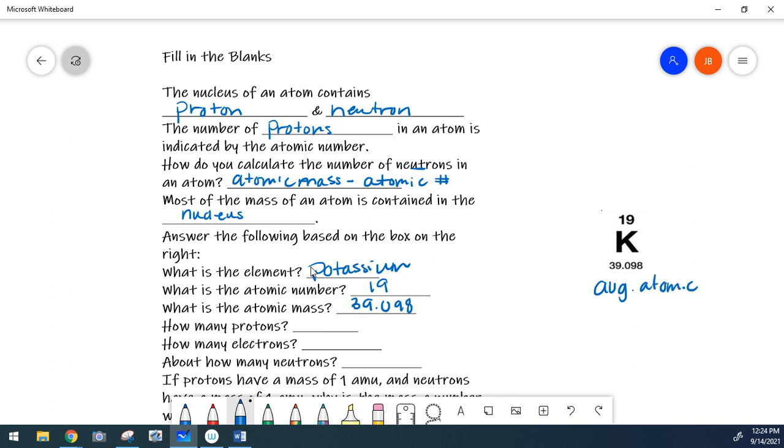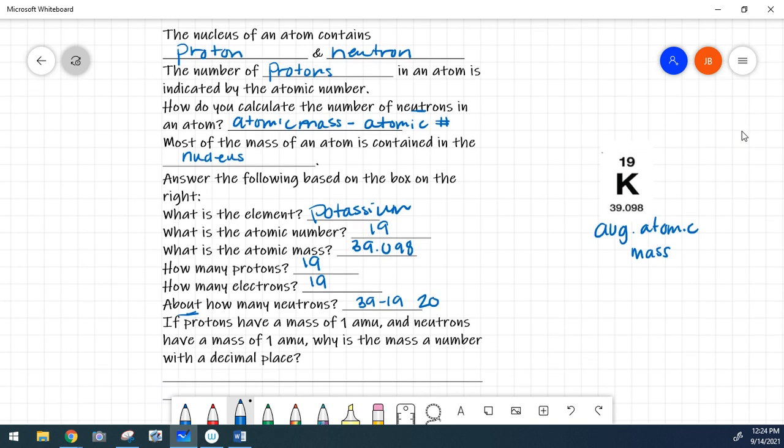If first graders weigh 40 pounds, does that mean every first grader weighs 40 pounds? No. That means that's the average for first graders. So some first graders weigh more and some first graders weigh less. All right, how many protons does it have? 19. How many electrons? 19. It says about how many neutrons. So we'll say if it's 39, about how many? So that'd be 39 minus 19, which would be 20. Good deal.